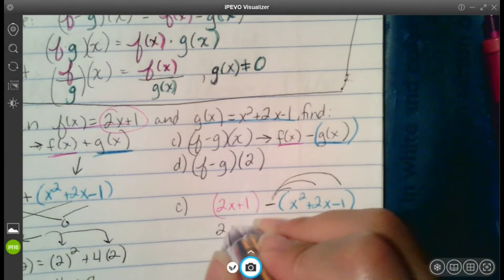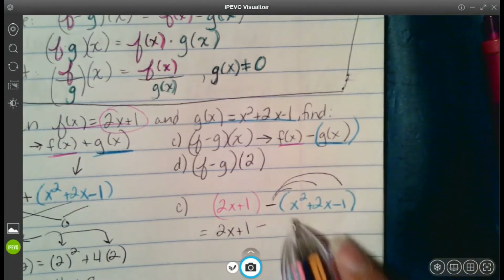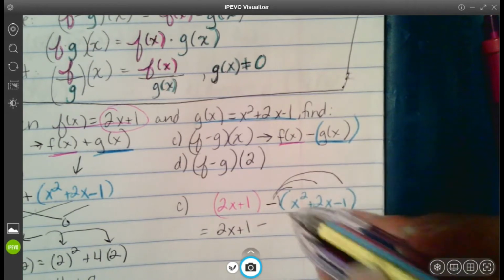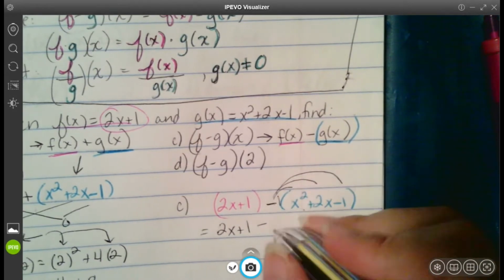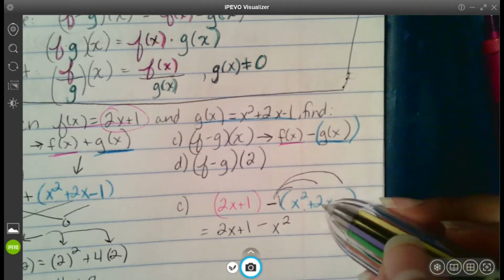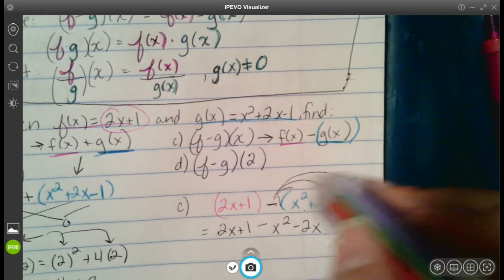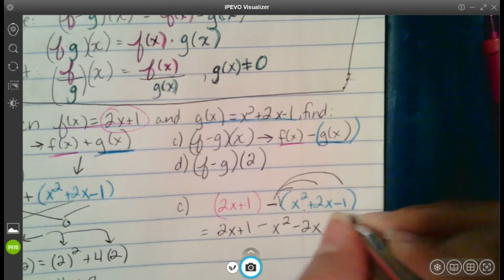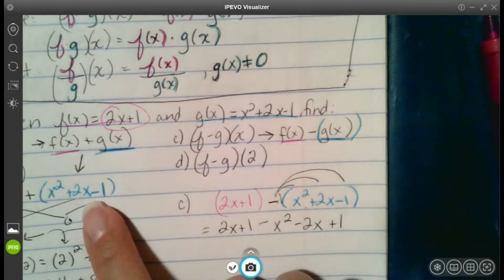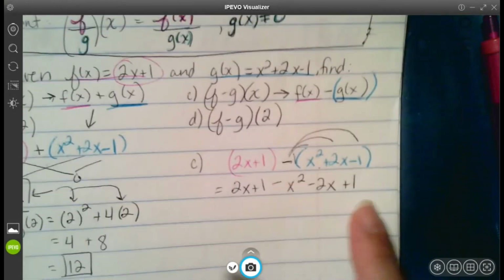This one just comes down, so 2x plus 1, equal sign here, minus, so the minus changes all the signs in here. Remember, there's an imaginary 1, so negative 1 times x squared is minus x squared. Negative 1 times positive 2x is minus 2x. Negative 1 times negative 1 is positive 1. And you notice that this is very different from the one we had over here. But once you do that, you're pretty much almost done.